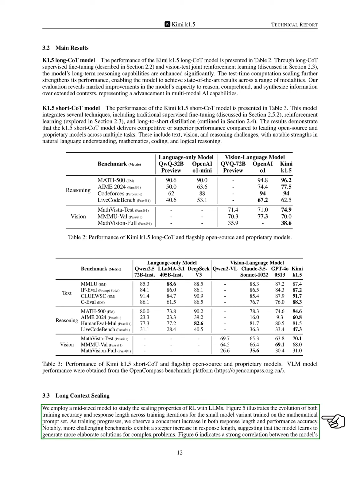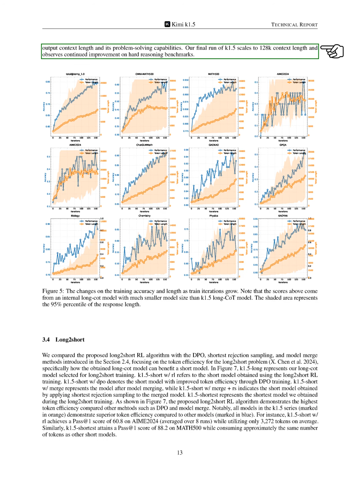For long context scaling, we use a mid-sized model to explore the scaling properties of reinforcement learning with large language models. We illustrate the changes in training accuracy and response length over iterations for a smaller model trained on mathematical prompts. As training progresses, we notice that both response length and performance accuracy increase together. More challenging benchmarks lead to a sharper rise in response length, indicating that the model learns to produce more detailed solutions for complex problems. Our findings show a strong link between the length of the model's output context and its problem-solving abilities. In our final run, the k1.5 model scales to a context length of 128,000 and continues to improve on difficult reasoning benchmarks.